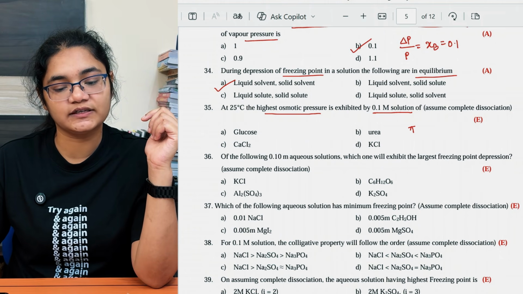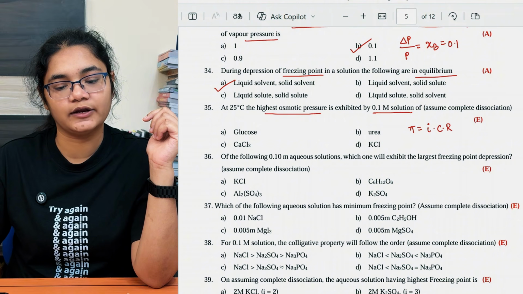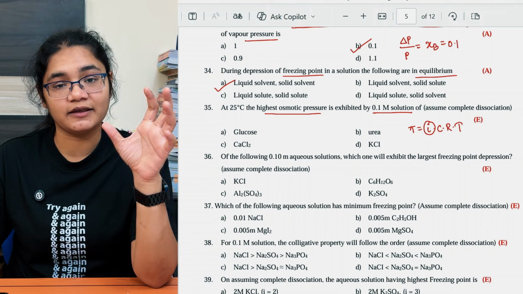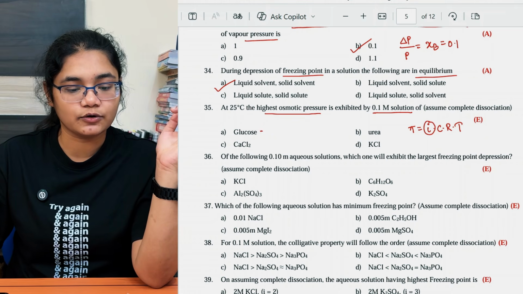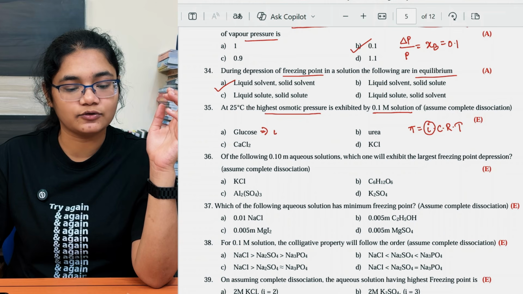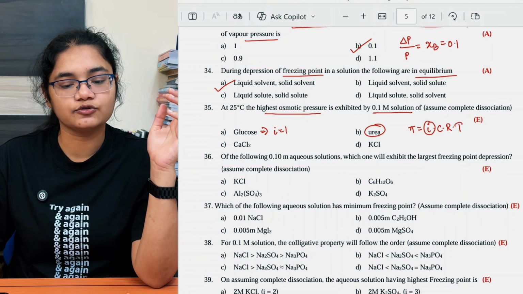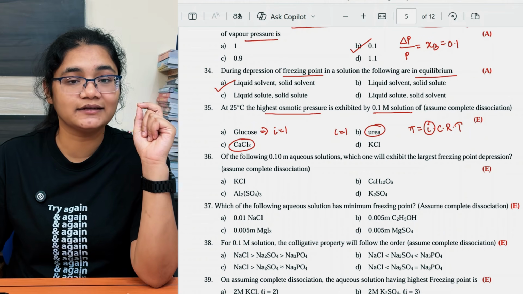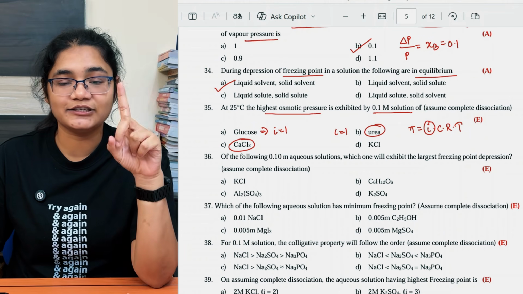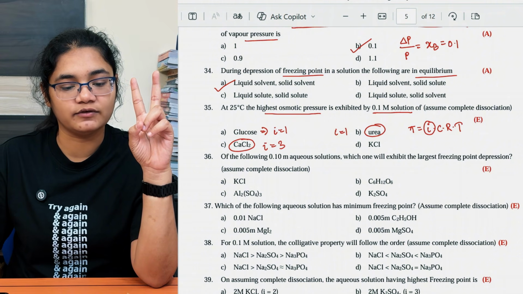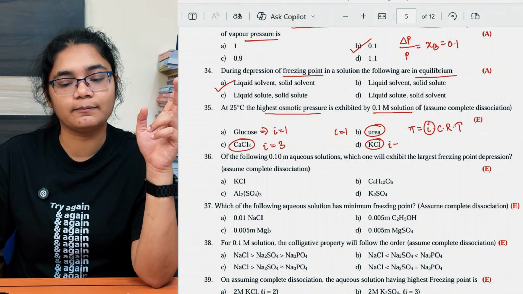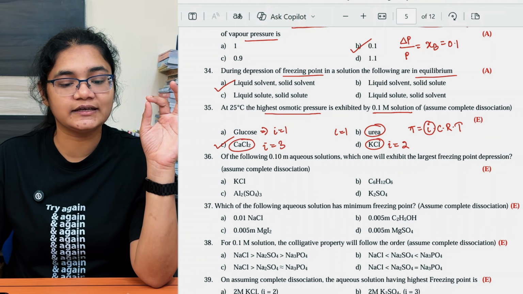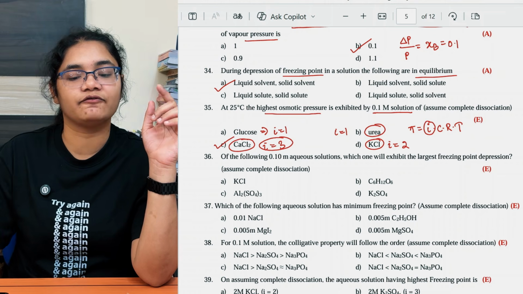At 25 degrees Celsius, the highest osmotic pressure is exhibited by 0.1 m solution of... You see the formula pi is equal to i into C into R into T, where i is your Van 't Hoff factor. If the i value increases, the pi value will also increase. So for glucose, it is a non-electrolyte, so i value is 1 here. Urea is also a non-electrolyte, i value is 1 here. Calcium chloride is an electrolytic solute, so it will dissociate. Calcium 1 ion, chlorine 2 ions, so i value will be 3 here, and KCl will give you K plus and Cl minus, i value will be 2 here. So option number C has the maximum i value, so that will have the highest pi value as well.